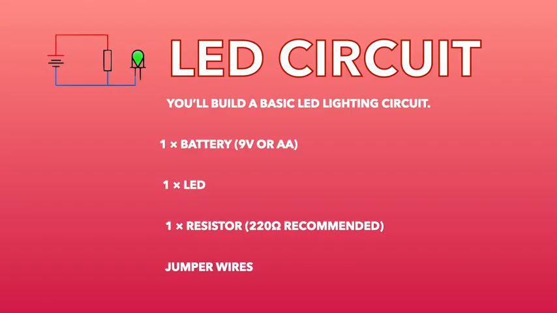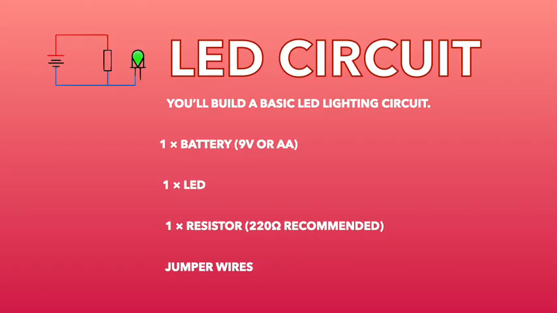An LED circuit is a simple electrical circuit designed to light up a light-emitting diode, LED, safely by controlling the flow of electricity. To build a basic light circuit, you need a power source like a 9V battery or a single AA battery holder, one LED, a 220 ohm resistor, recommended to protect the LED, and some jumper wires.